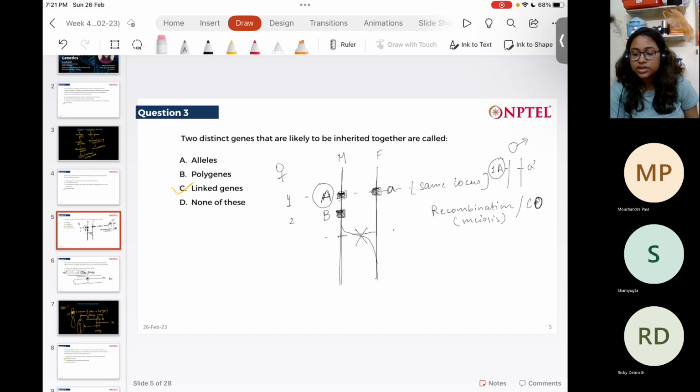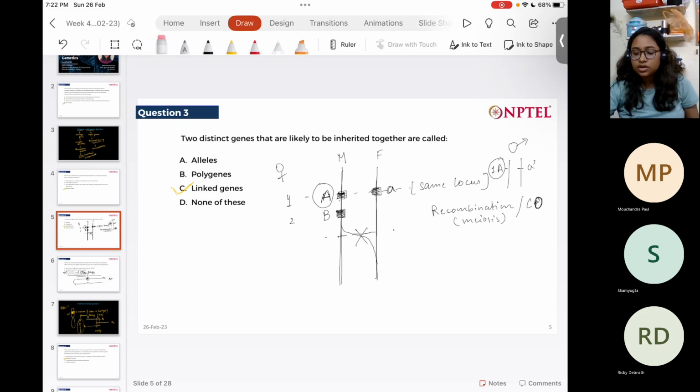Two distinct genes that are likely to be inherited together are called linked genes. If two genes are linked, they are inherited together, and the two genes are always present at two different loci, like it is shown in this figure which I have drawn. At locus 1, gene A is present and its variant small a is present. Another gene B is present at locus 2.